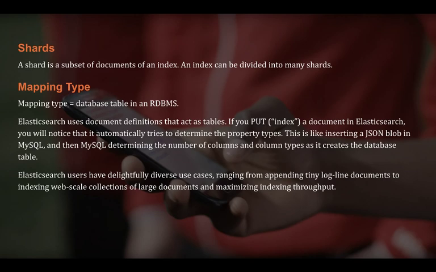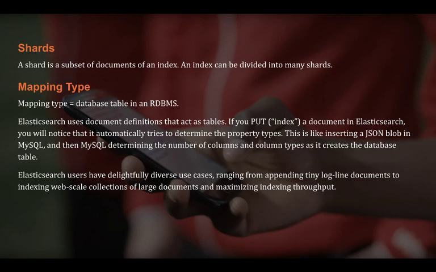Another term in Elasticsearch is shards. A shard is a subset of documents of an index. An index can be divided into many shards. Mapping type. Mapping type is the same as a database table in an RDBMS. Elasticsearch uses document definitions that act as tables.